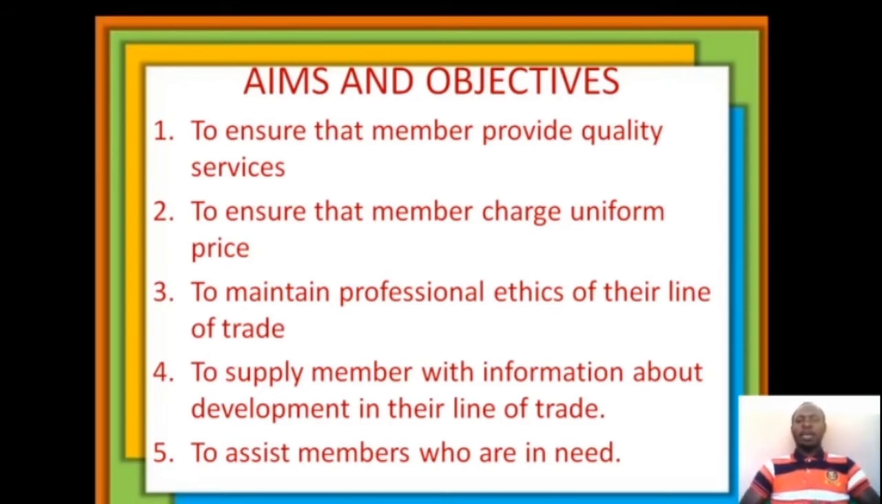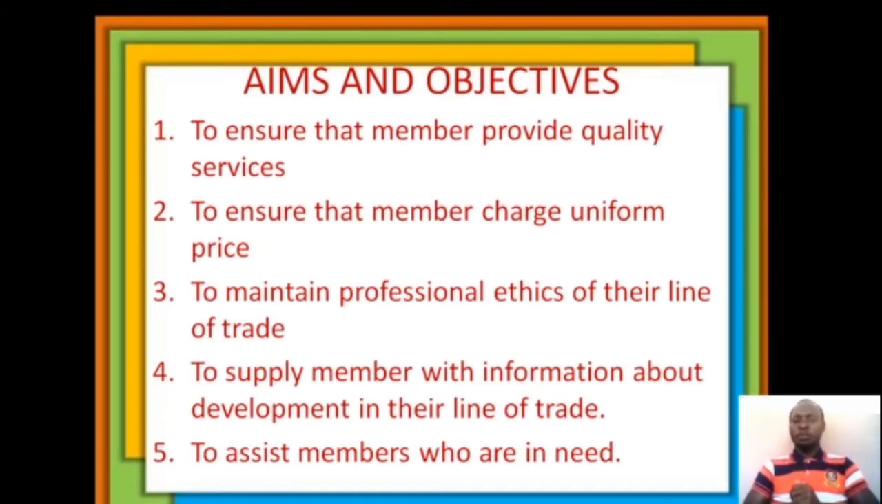Now, to maintain professional ethics of their line of trade. Earlier, at the first one, where I was trying to mention the Nigerian Medical Association and the rest, is what they call professionalism. In discharging their duty, or in carrying on with their business, for instance, they have to make sure that they follow the guideline that is expected of them. They know what to say regarding their profession. They know when to say and when not to say certain things. So these are the things that are concerned, talking about the professional ethics, talking about the rules and regulations that are expected of our individuals.